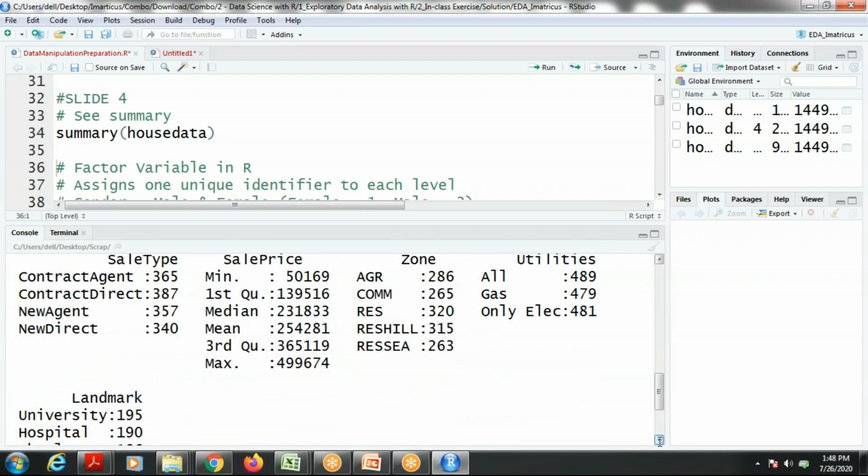Likewise, we are getting many more summaries. Sales type: contract agent, 365 houses. Contract direct, 387. New agent, 357. New direct, 340. So these are the different ways people sell their houses.